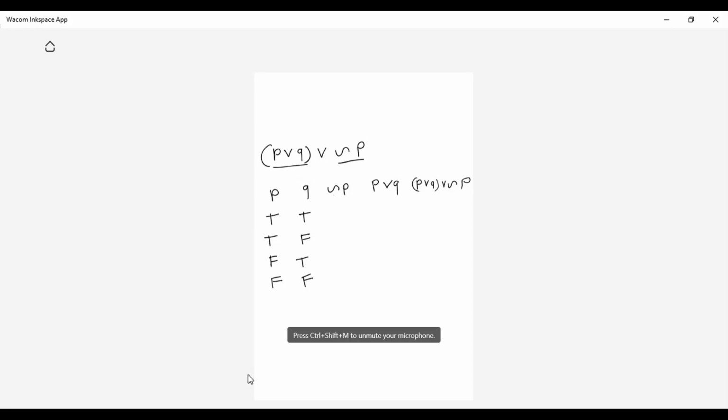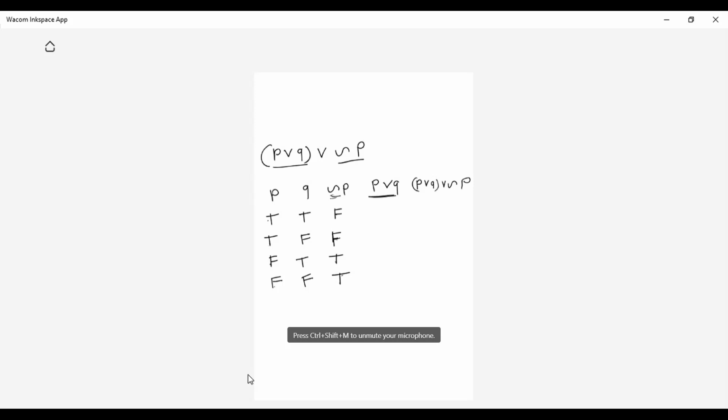Now negation P. True negation is false. Then false negation is true, and false negation is true. Right? So this is negation P: false, false, true, true.